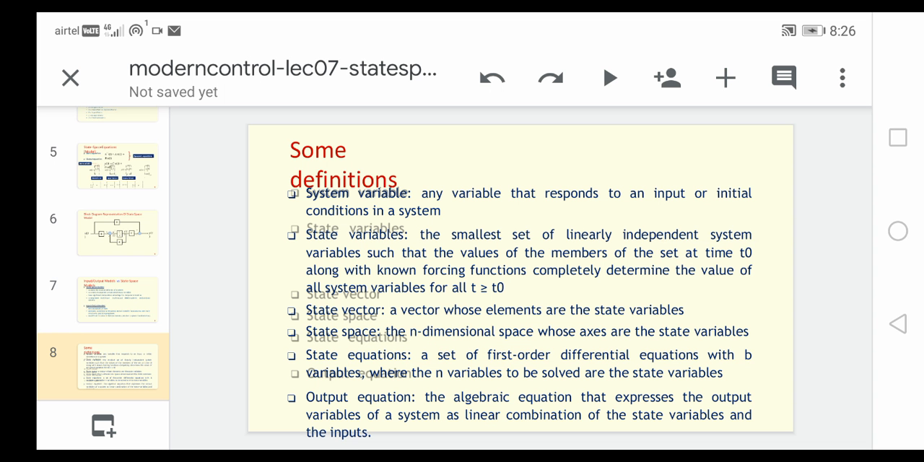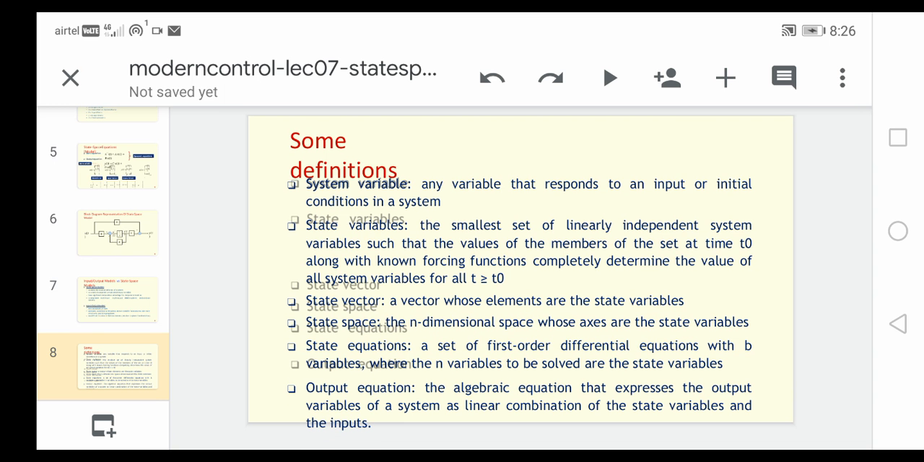Next, state vector: a vector whose elements are the state variables, just considered in vector form. State space is formed from the differential equations we consider. Output equation: the output variables of a system can be considered as an output equation.